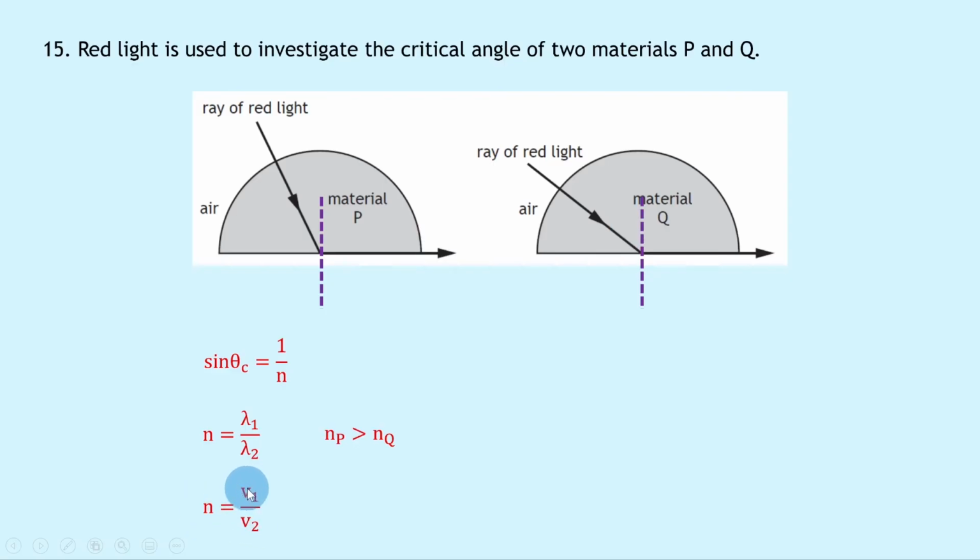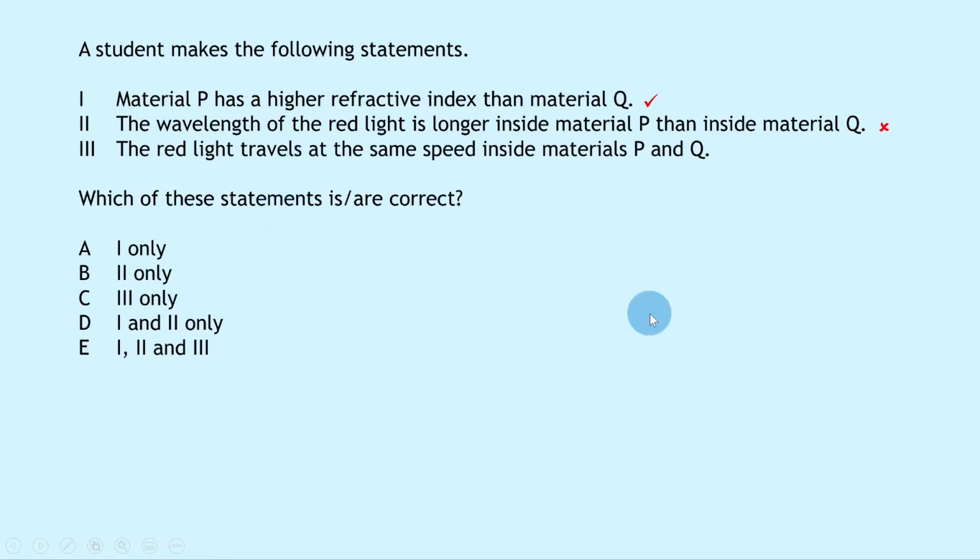And since the speed of light in air is a constant, it's just the refractive index n that will affect that speed of light in the material. But as we said, because the n values are different for the different materials, that means v2 is going to be different for the different materials, and therefore the speeds are not going to be the same in the different materials. So we can conclude that that third statement there is also false. So this means that one only is correct, which gives us the answer A.